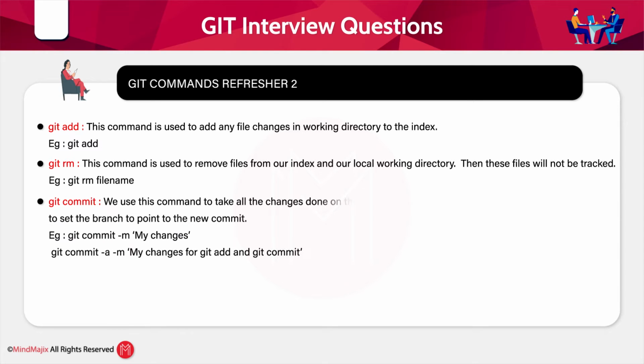Git commit message. This allows us to commit particular changes to the local repository. Git commit -m is a commit message, guys, which allows us to commit the changes which you did in the local working directory workspace.